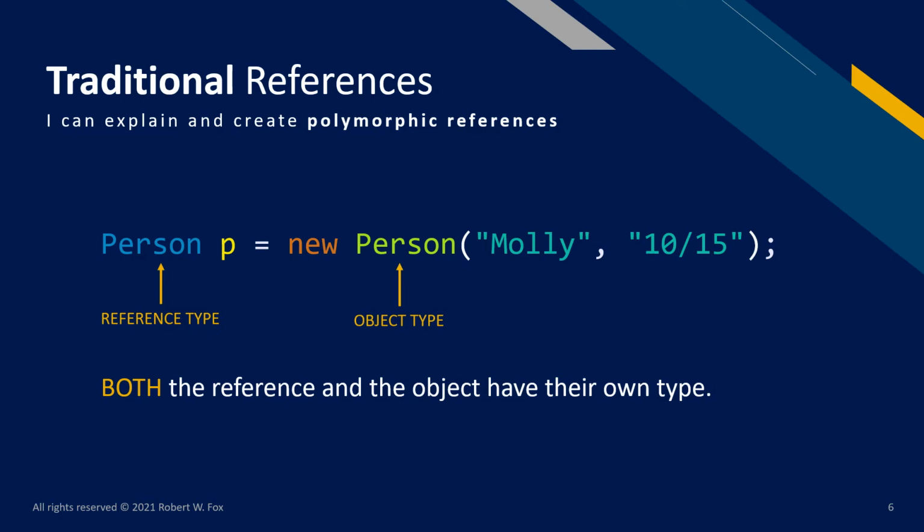Again, looking at this line of code that creates a person object, what you can see is that the reference on the left and the object on the right both have their own type. Usually these types are the same, right? We say person P equals new person. It's person on both sides. The reference is a person and the object is a person. And up until now, that's kind of how we've always made our objects, right? We might say rectangle R equals new rectangle, or circle C equals new circle, and so on. So usually the reference type and the object type are the same, but not always.